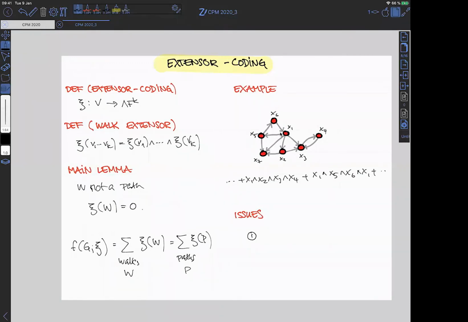So there are still some issues left. The first issue is, of course, that Xi could just map anything, including all the paths, to 0, and then I couldn't count anything or even detect anything. More annoying is actually the fact that the extensor associated with P could be minus the extensor associated with some other path Q, so they could cancel for this completely different reason. And let's take care of both of these issues in a concrete example.